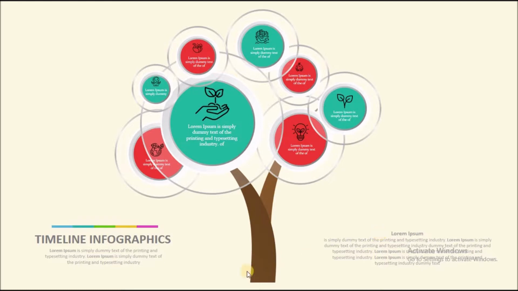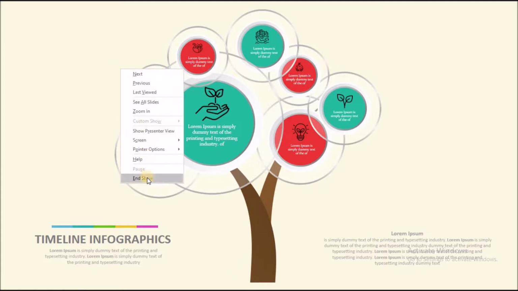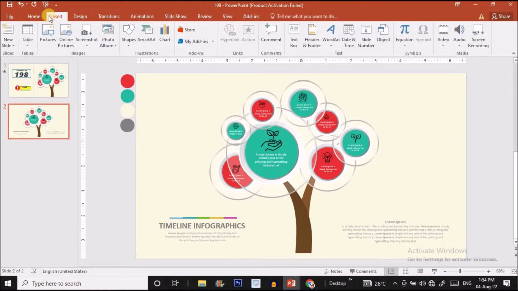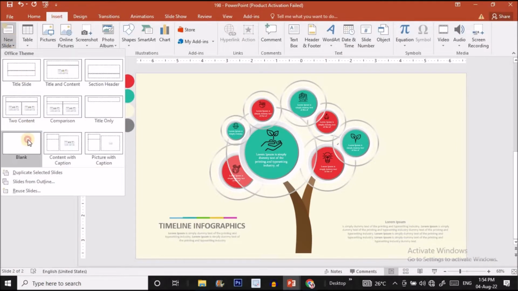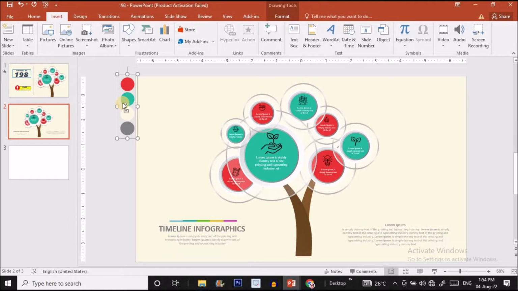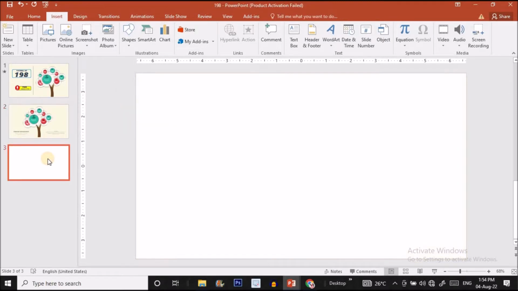Okay. So without wasting any further time guys, let's start creating. Just click on the insert option. Here you will find the new slide option. Just click on that and choose a blank slide. After choosing a blank slide, you just have to copy this color sample from the previous slide and paste it over on the new slide.